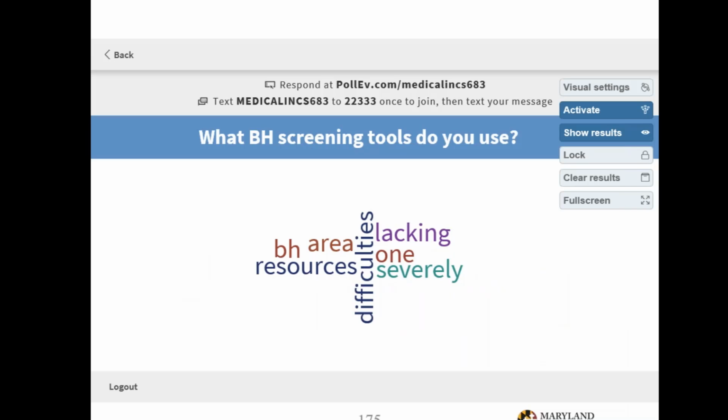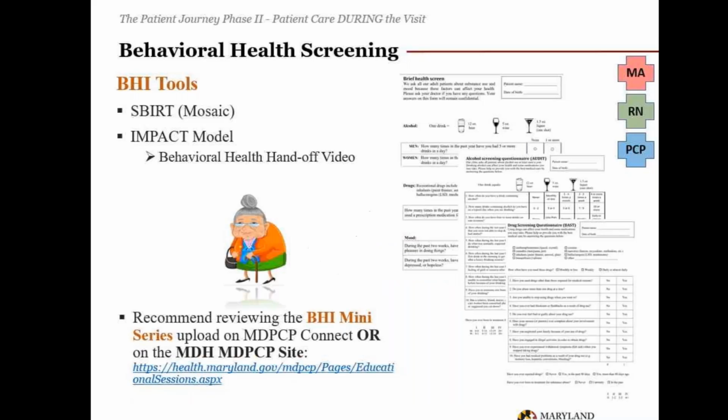Screening tools. What tools do you use? I was hoping to see PHQ 2, 9 and so on and so forth. So I'm going to pretend I did not see that slide.